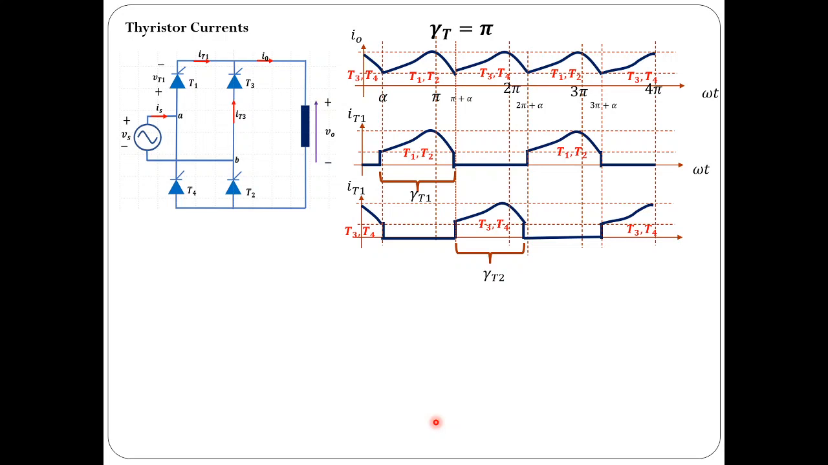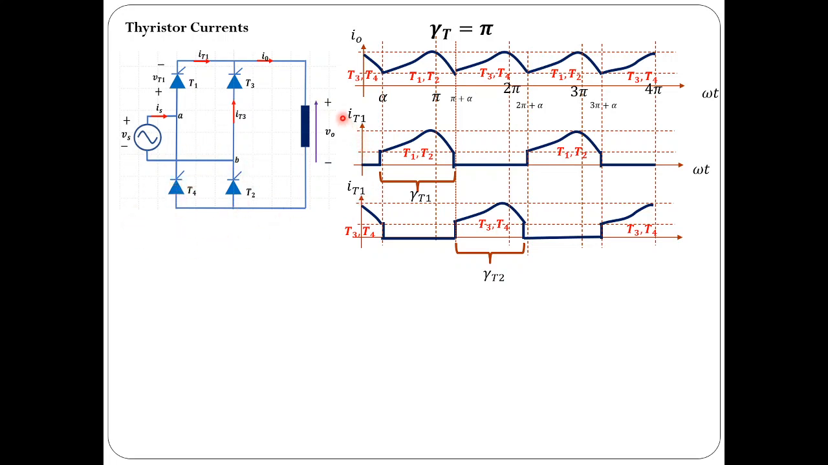Coming to the thyristor current, it is also important to know the average and RMS value of thyristor current, so that we can select the appropriate ratings for the thyristors for designing the full bridge converter. Now here we know already I naught would be this way, right? I naught is continuous, and from alpha to pi plus alpha, T1 and T2 would conduct, and from pi plus alpha to 2 pi plus alpha, T3 and T4 are conducting, assuming that load current is continuous.